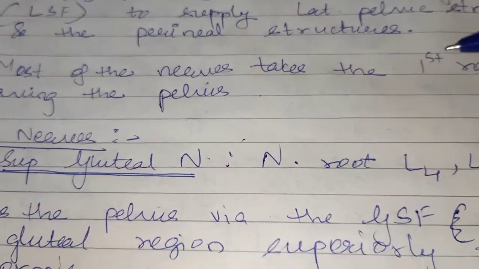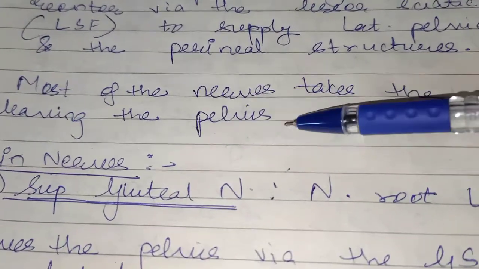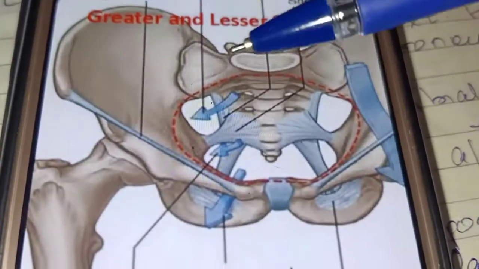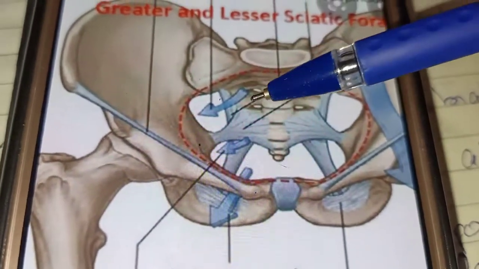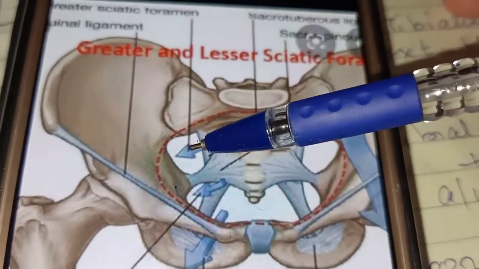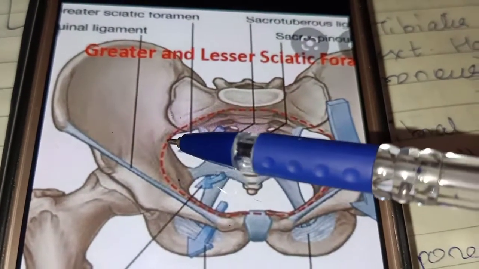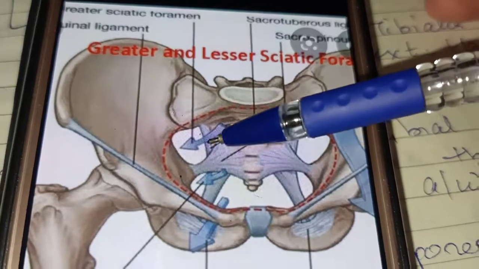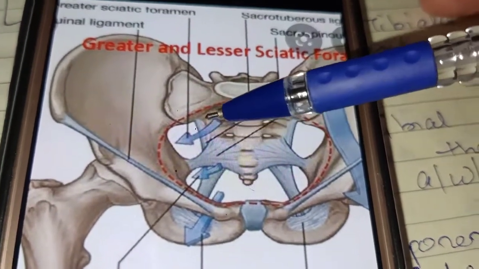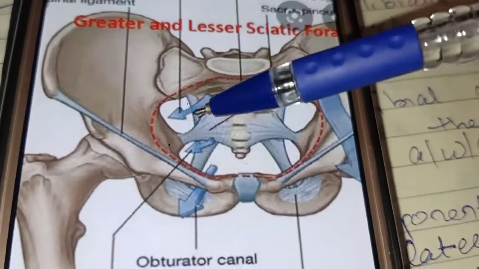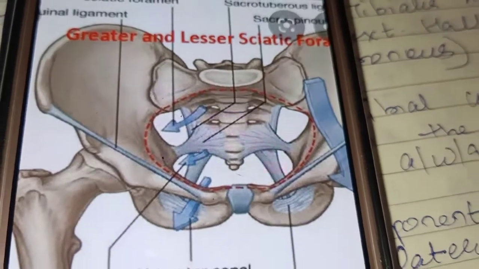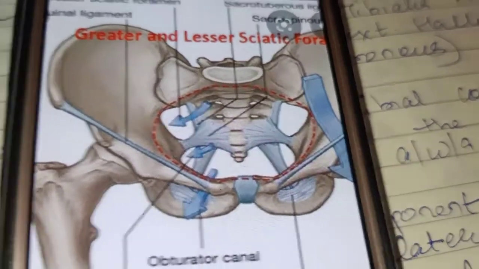Now, most of the nerves take the first route leaving the pelvis. So what is the first route? The nerves go through the greater sciatic foramina, then go posteriorly to the gluteal region above or below the piriformis. So most of the nerves take this course. Now we'll describe the major nerves.